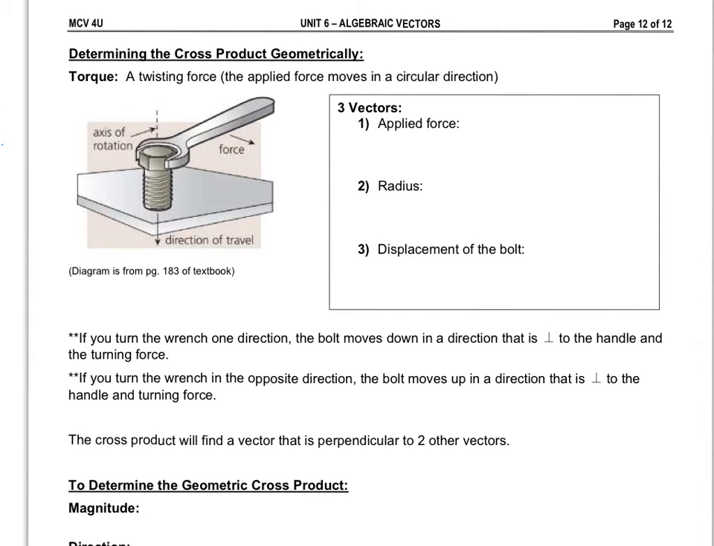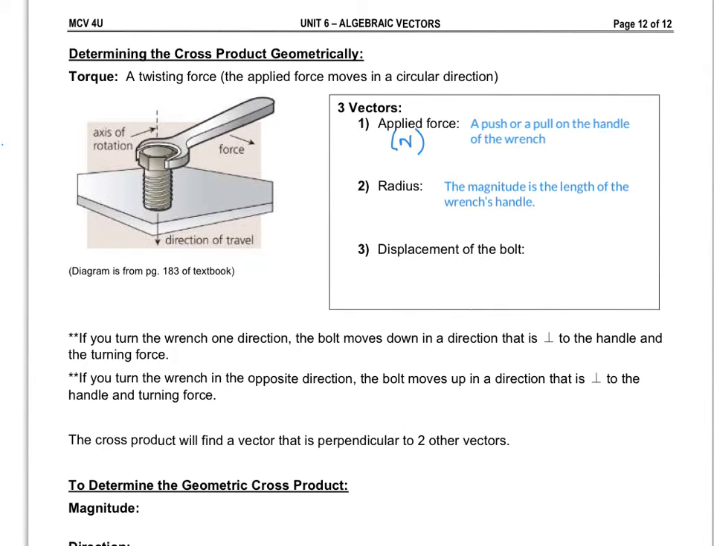All right, looking at the cross product geometrically, we're going to look at an example called torque. Torque is a twisting force. It's your force applied, moving in a circular direction. So if you think of tightening a bolt with a wrench, which is what this picture is supposed to be, you've got different vectors happening here. There are three vectors really. You've got the applied force, that would be your push or your pull on the handle of that wrench. So that is a force measured in newtons.